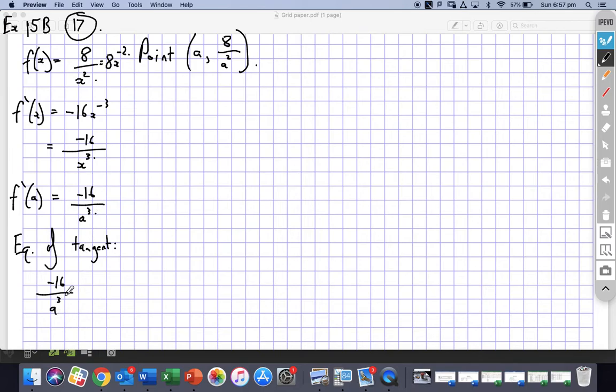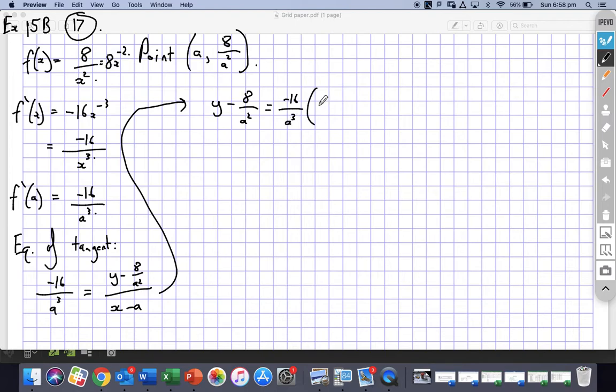That's our gradient at x = a: the change in y minus 8 on a squared over the change in x. So, giving myself a bit of room, I'm going to go up here. What do we end up with? y minus 8 on a squared equals minus 16 on a cubed times (x minus a).